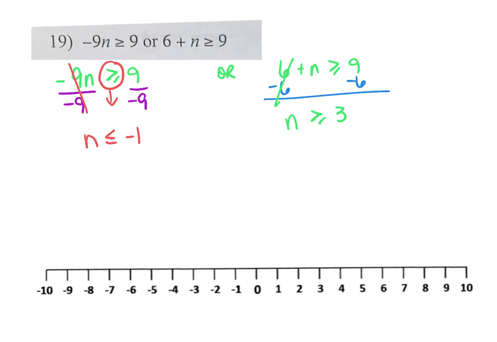Because this is an or problem, I can graph them individually. So I can go to the negative 1, open or closed circle, and is n smaller or greater than? It's smaller. And then I'm going to go to positive 3, open or closed? It's closed. And is it bigger or smaller? It's bigger. N is larger. And that's my answer. So these are the written answers that I'm looking for, and this is the graphic answer that I'm looking for.